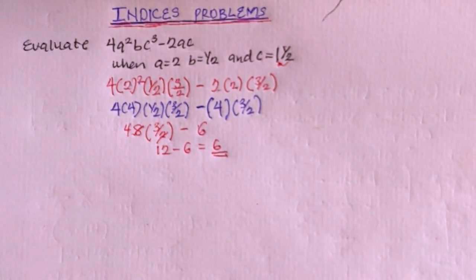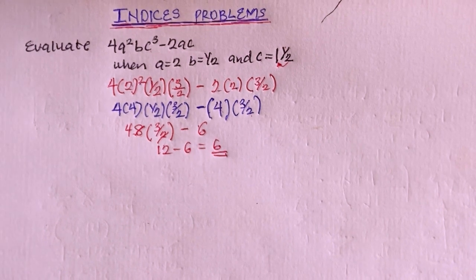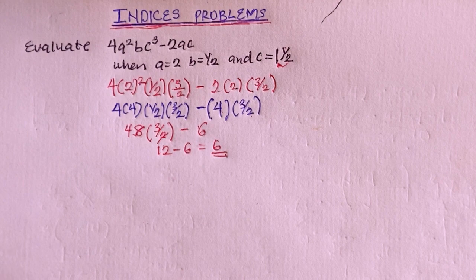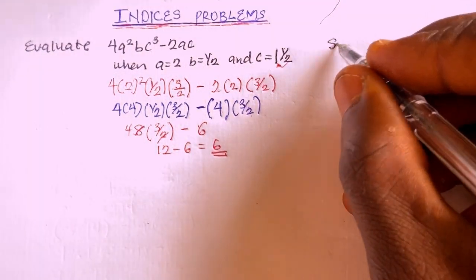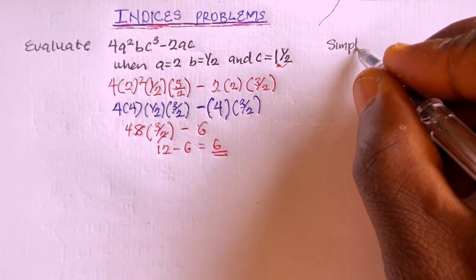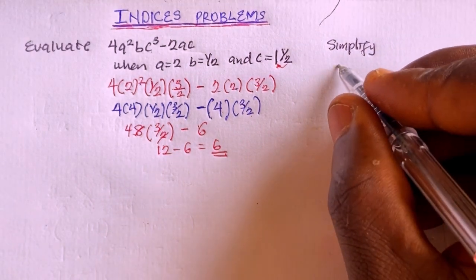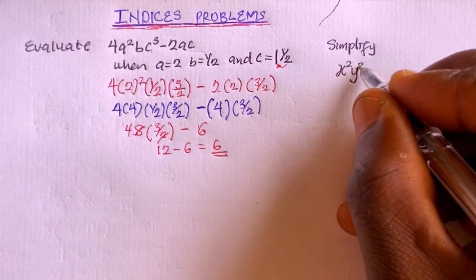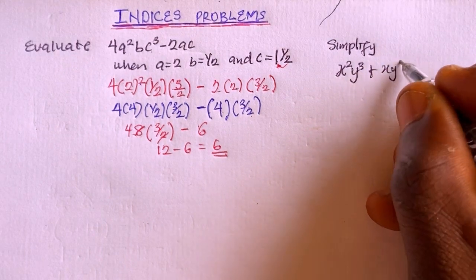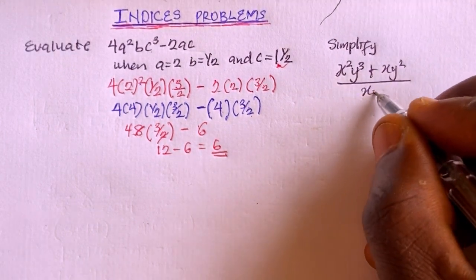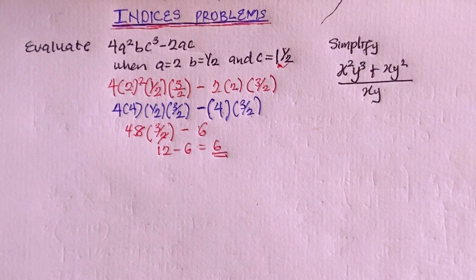So now let's check expression 2. The second expression that I'm having here, we are asked to simplify the expression which is given as x squared y cubed plus xy cubed, divided by what? xy. This question is very simple, since all we have to do is just simplify.